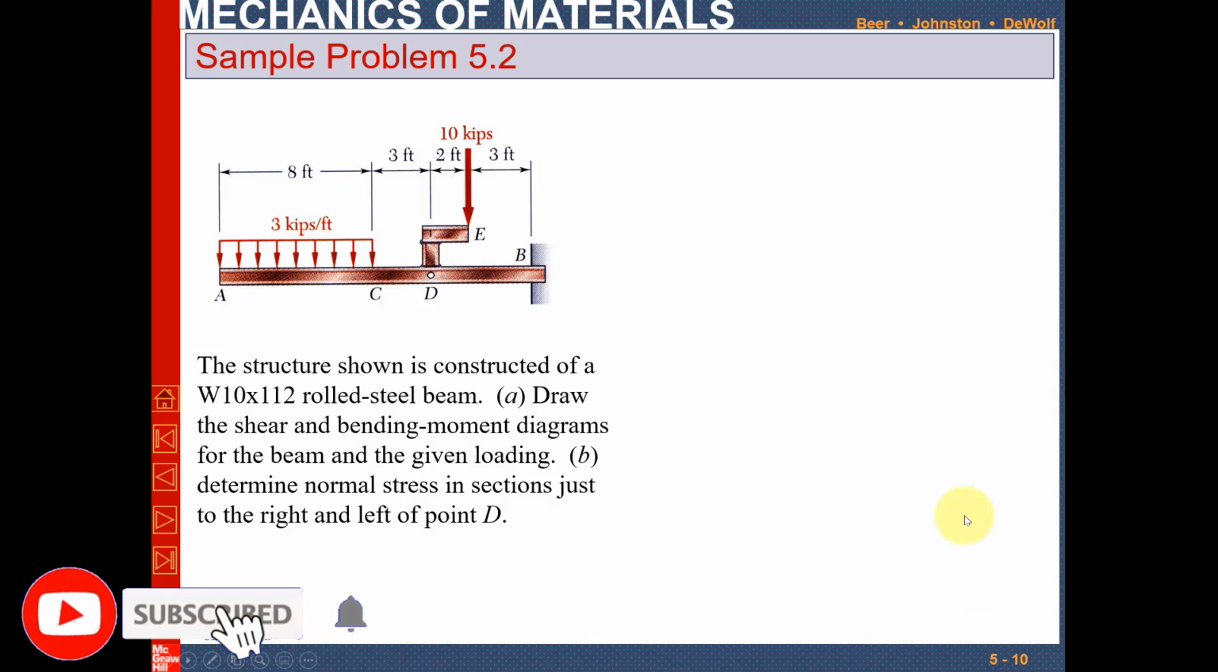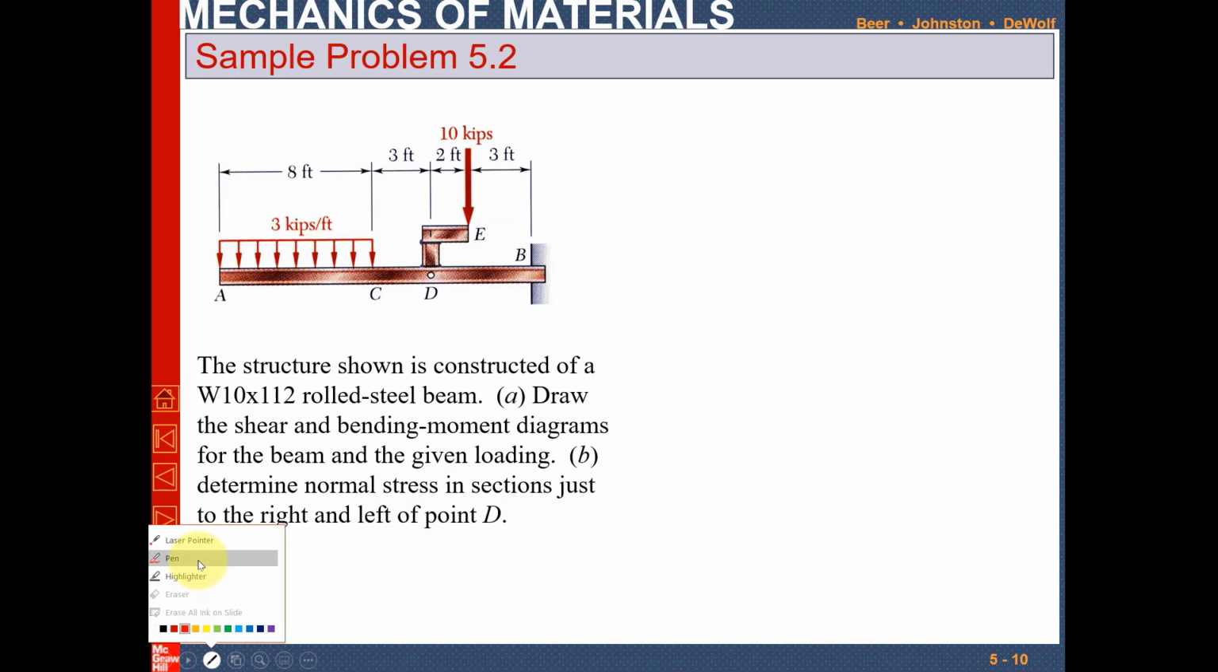Sample problem 5.2. The statement of the problem is that the structure shown is constructed of W10 by 112 rolled steel beam. Draw the shear force and bending moment diagram for the beam and given loading, and part B is to determine the normal stress in the section just to the right and left of the portion. So W is the wide flange beam, that is 10 by 112.